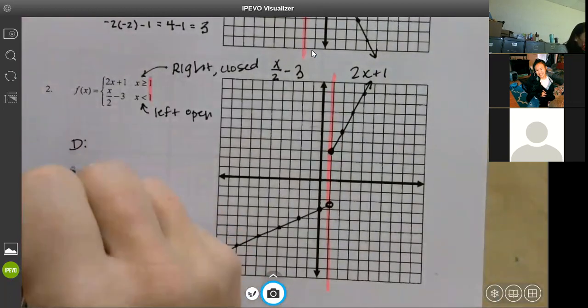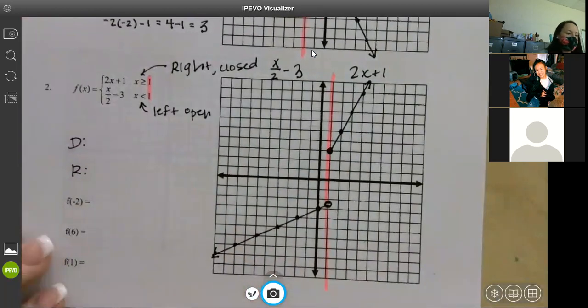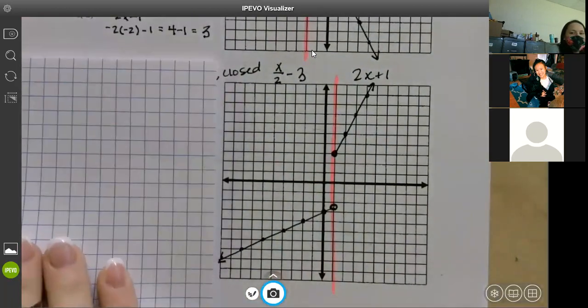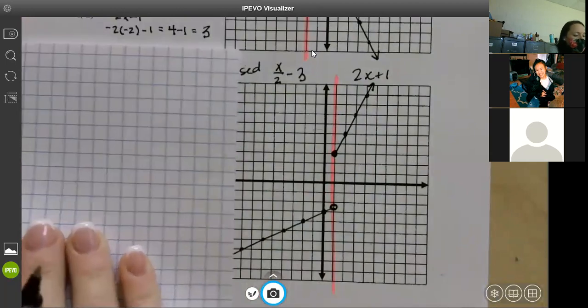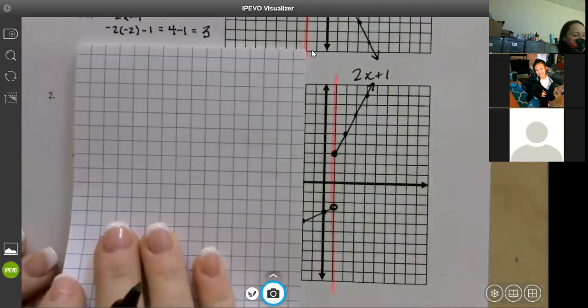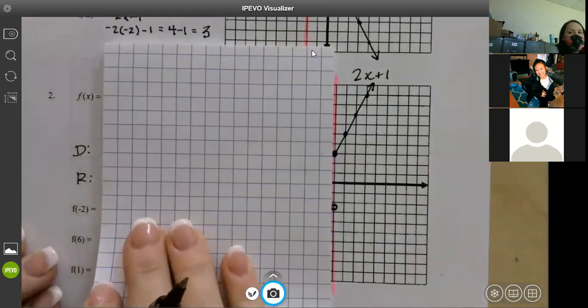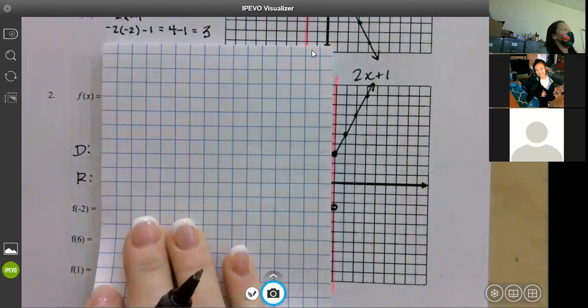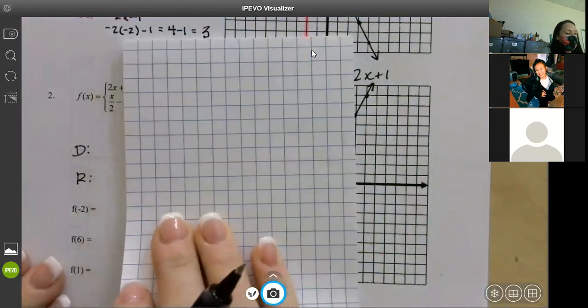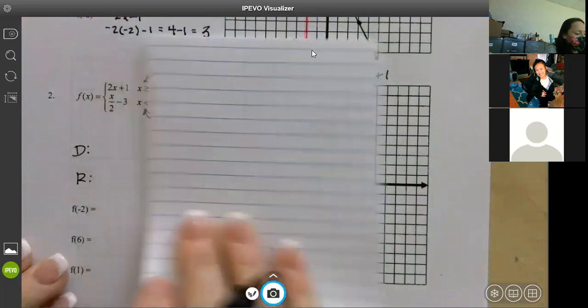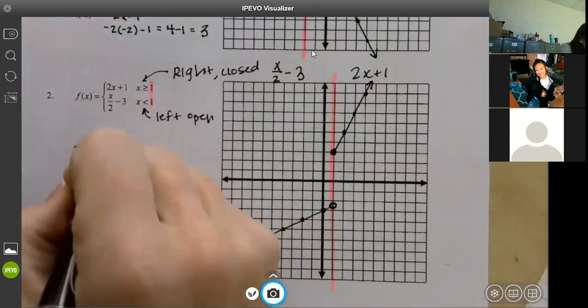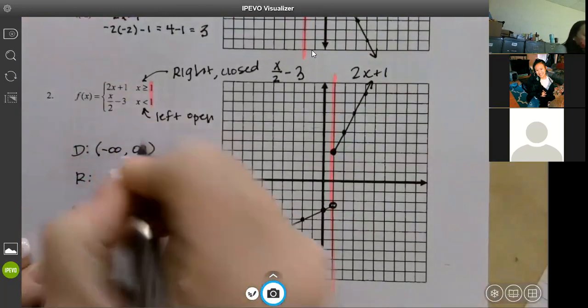Going to review domain and range. For our domain, we're going to go to the left. What do we see on the left? Negative infinity. As we move, we see the graph touching this notepad. We get here and we have this gap, but we have an open circle and a closed circle, which means we just ignore it and keep moving. So how far do we go to the right? So our domain is actually negative to positive infinity.